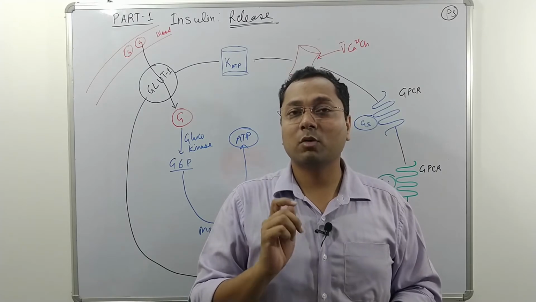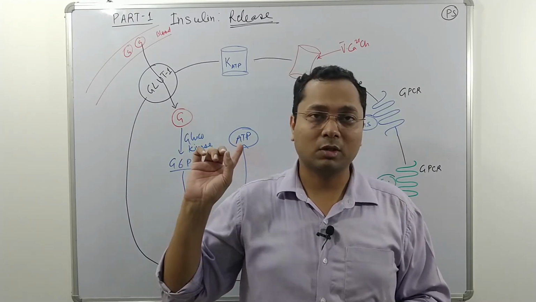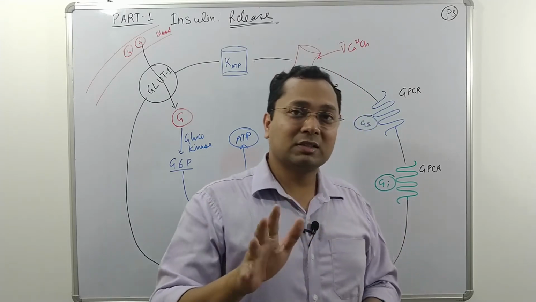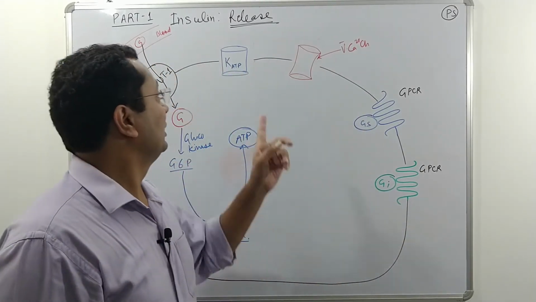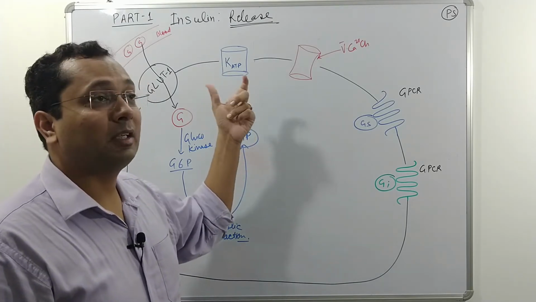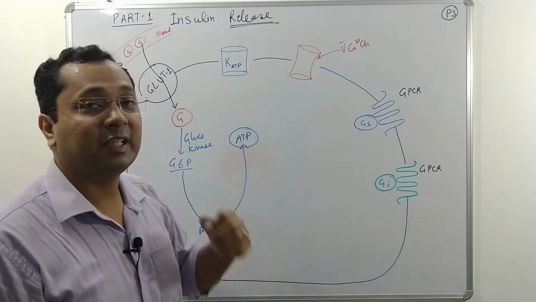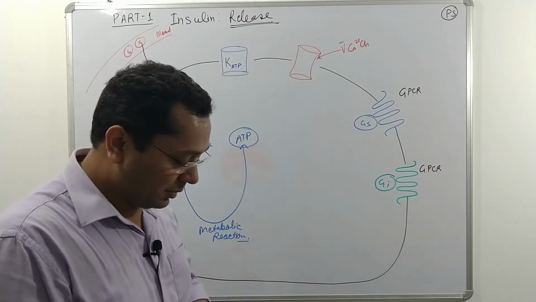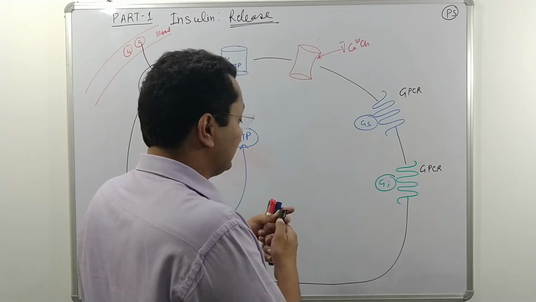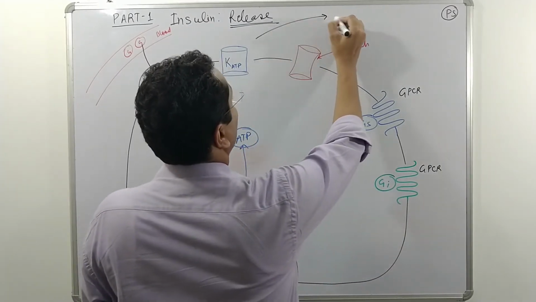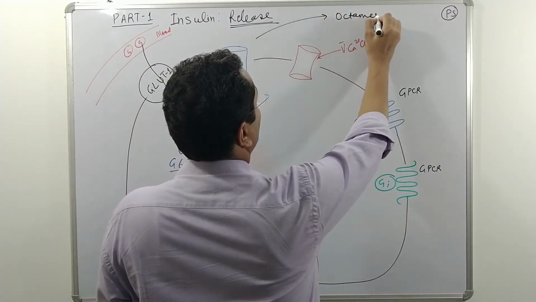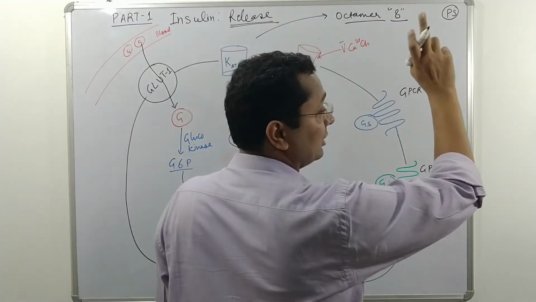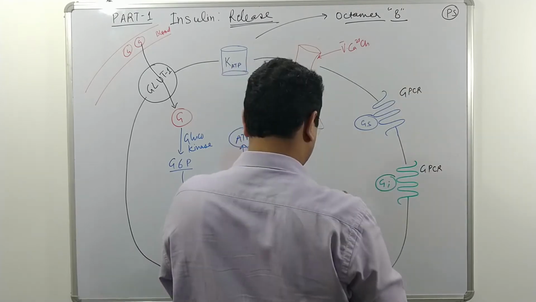So what is this ATP sensitive potassium channel? Very few books clearly describe what it does. In the past 10 to 15 years, the complete mechanism of action of this ATP sensitive potassium channel has been revealed and understood. This ATP sensitive potassium channel is an octamer. Octamer means it will have 8 units. Now these 8 units are divided into 4 and 4.